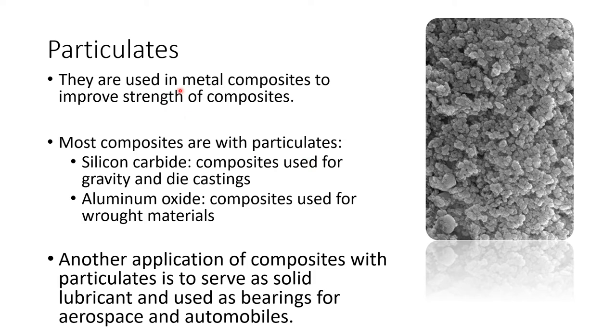Particulates. So another thing we can mix into the matrix. They're used in metal composites to improve, again, the strength of that composite. Most composites use particulates, and we have here silicon carbide and aluminum oxide. Silicon carbide particulates we use in composites for gravity and die casting. Aluminum oxide particulates we use in composites for wrought materials.